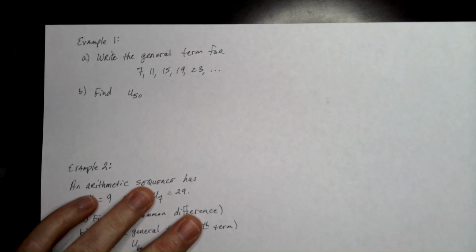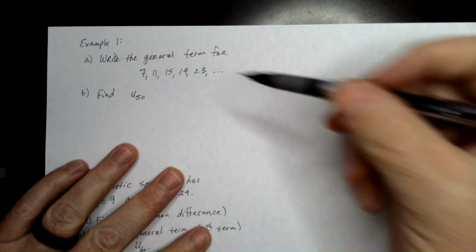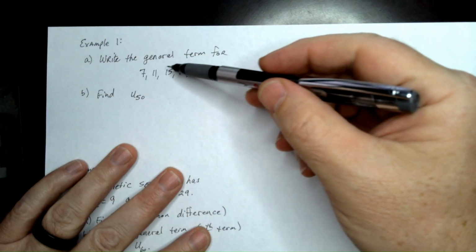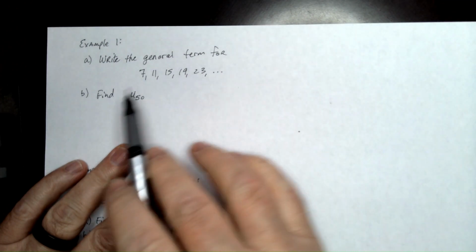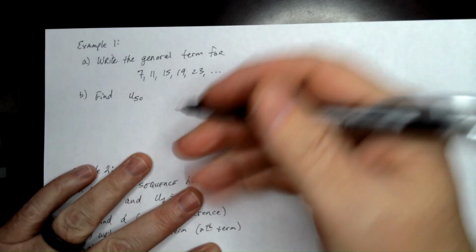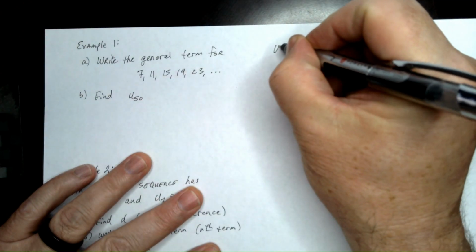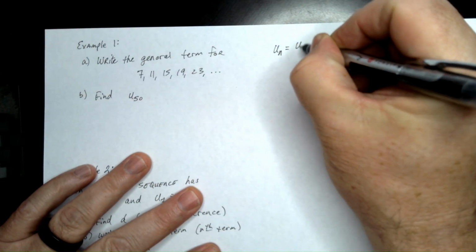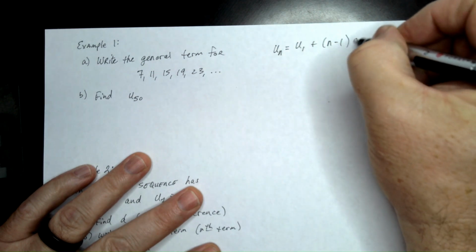So our very first example right here, it says write the general term for this right here: 7, 11, 15, 19, 23, and so on. And then after we do that, we've got to find the 50th term. So the first thing you're always going to want to do, if you have a formula to use, is write down the formula. So U sub n equals U sub 1 plus (n minus 1) times d.